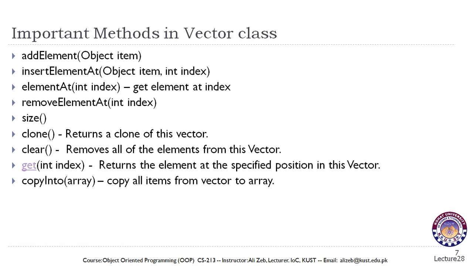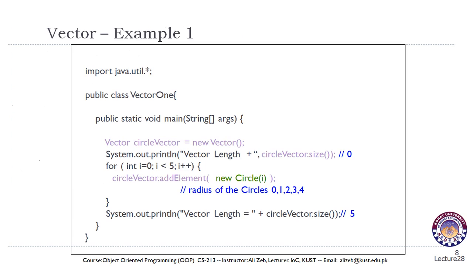We can use the copy into method that will copy all items from the vector to an array. The array will be passed on as an argument.